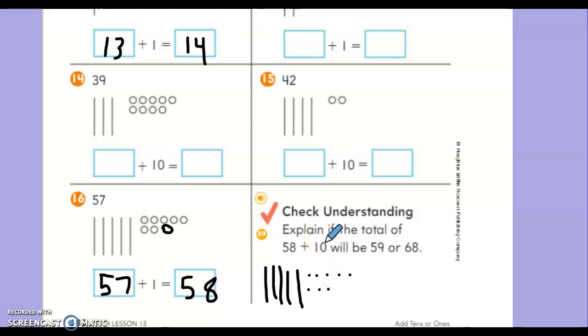Okay, is 10 a stick or a circle? Yep, it's a stick, so we're going to add it right over here. And let's see, what's our new answer? 10, 20, 30, 40, 50, 60, 61, 62, 63, 64, 65, 66, 67, 68. Aha. So the answer of 58 plus 10 would be 68.